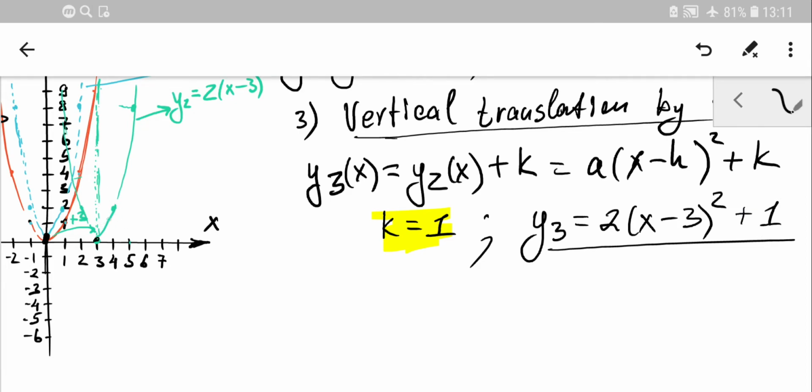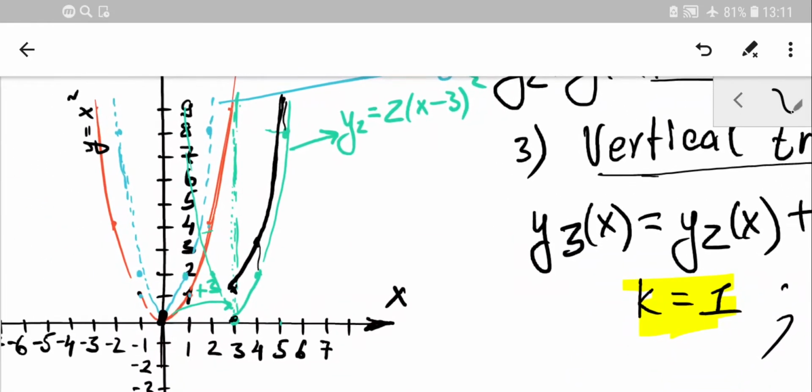So we keep track of the vertex, and now the vertex becomes here. So we simply shift every single point by 1 unit up. And now we're smoothly connected. Okay, that was the first one.